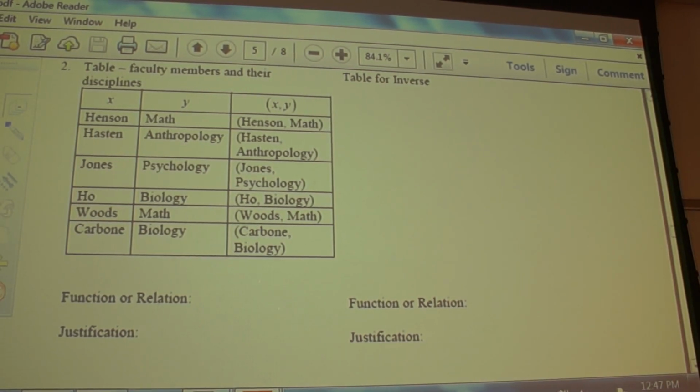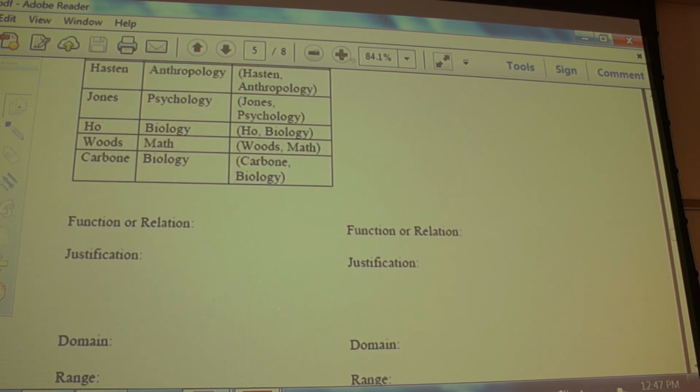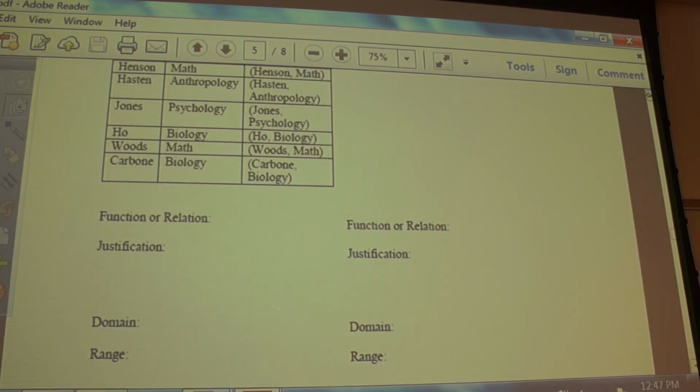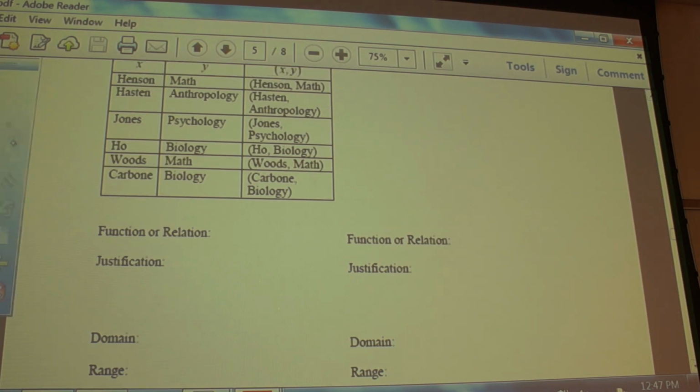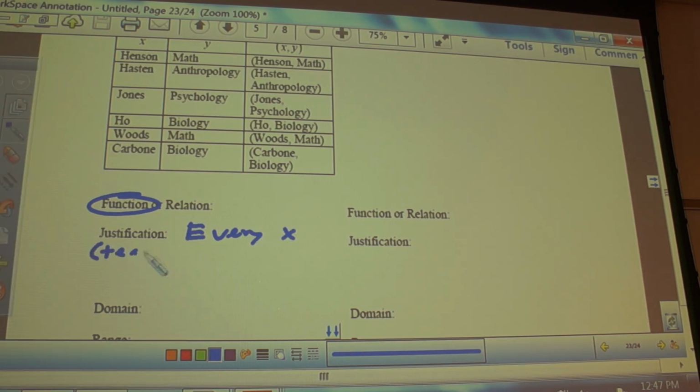Okay, great. So let's take a look at this one. Is this a function or a relation? I should make this smaller. Function? Yeah. Every teacher, no, it's every X, the teacher has only one Y, subject.